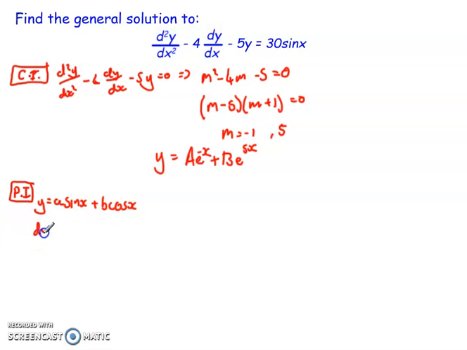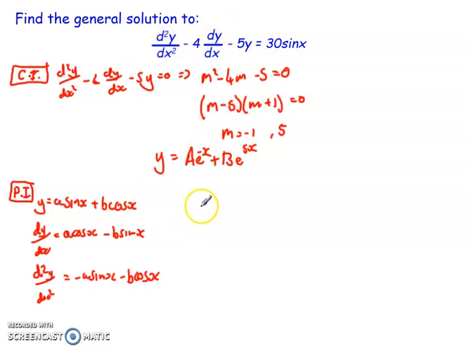So calculate my derivatives. dy by dx equals a cos x minus b sin x. Second derivative, d2y by dx squared, equals negative a sin x minus b cos x. And now what I can do is stick this all together using this equation.